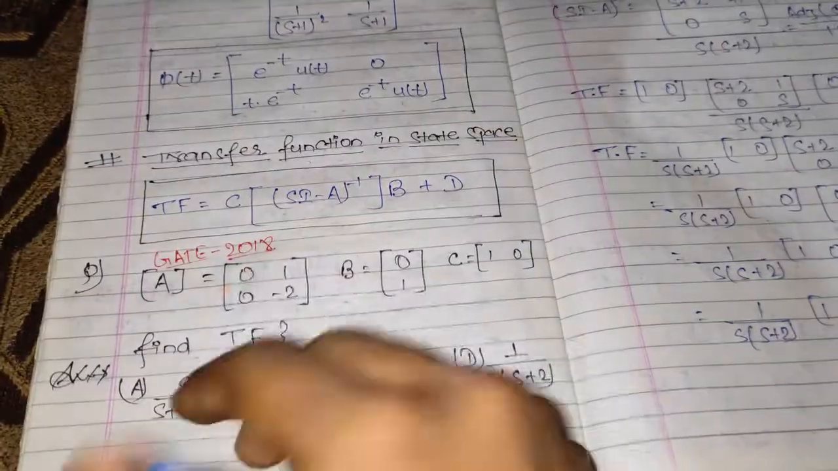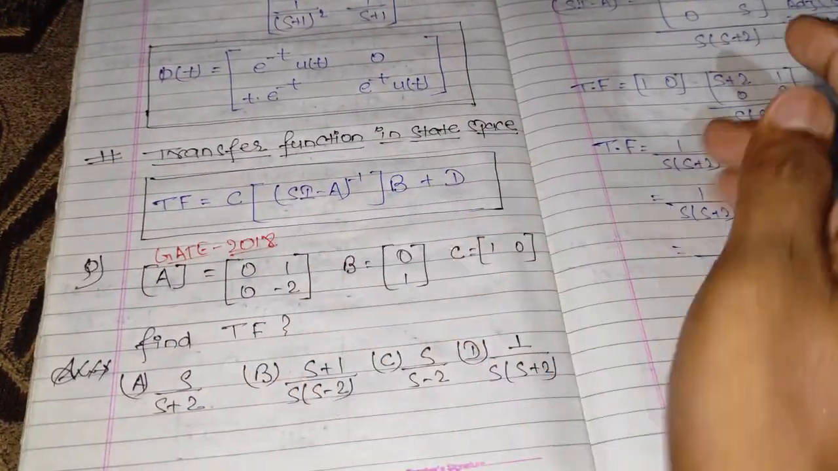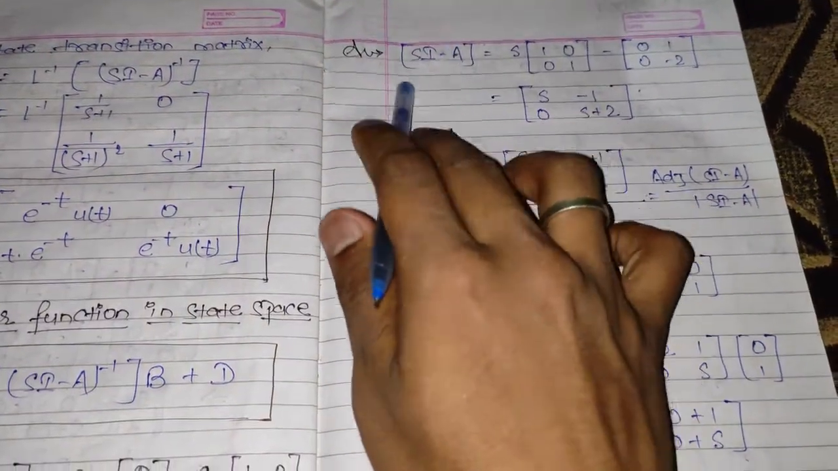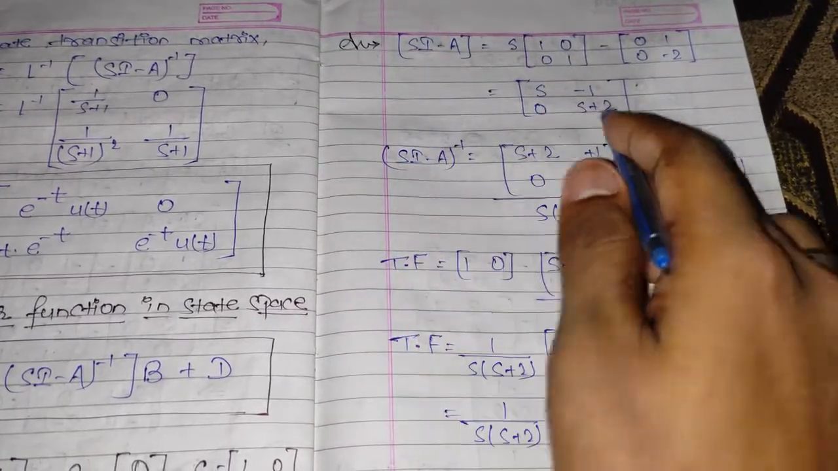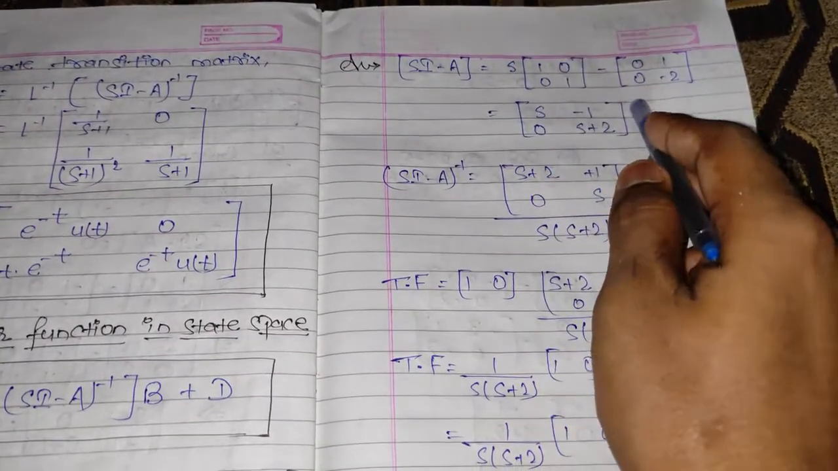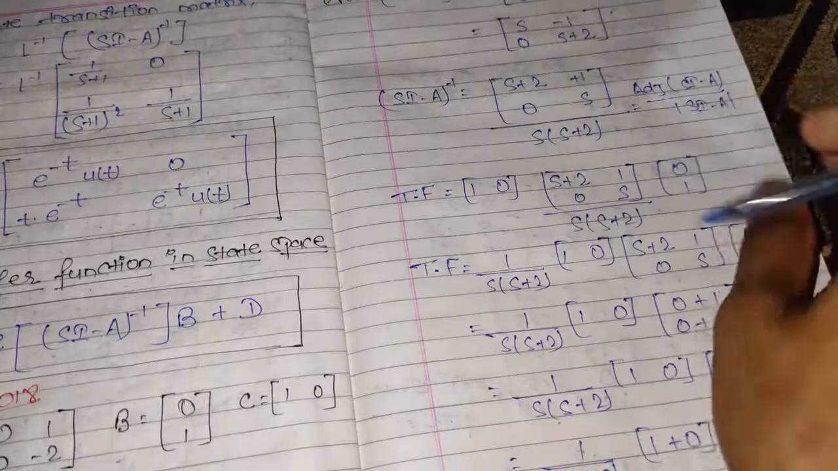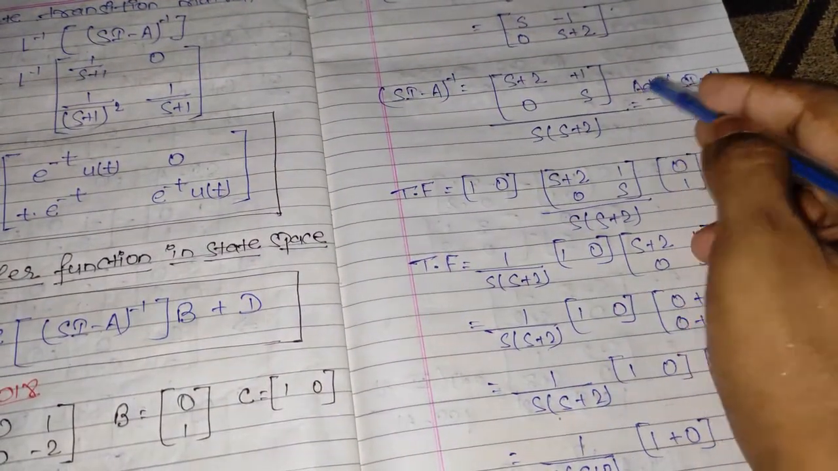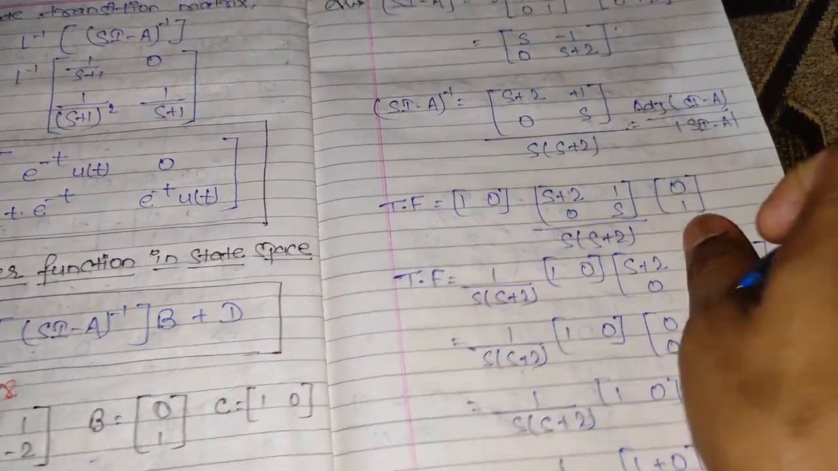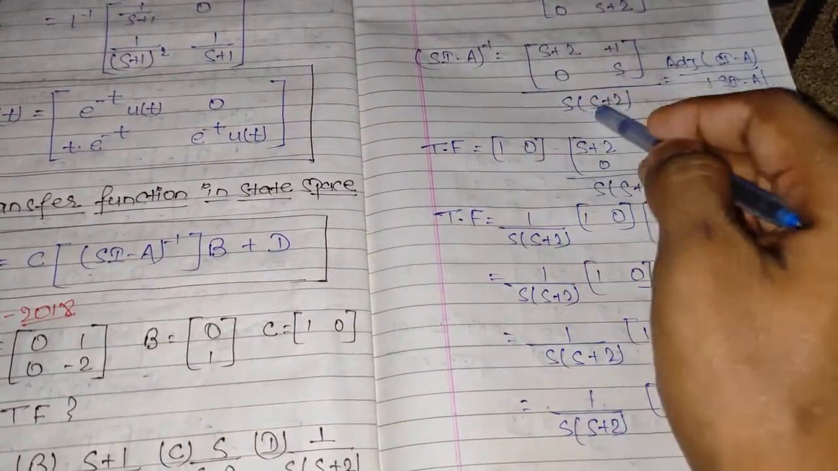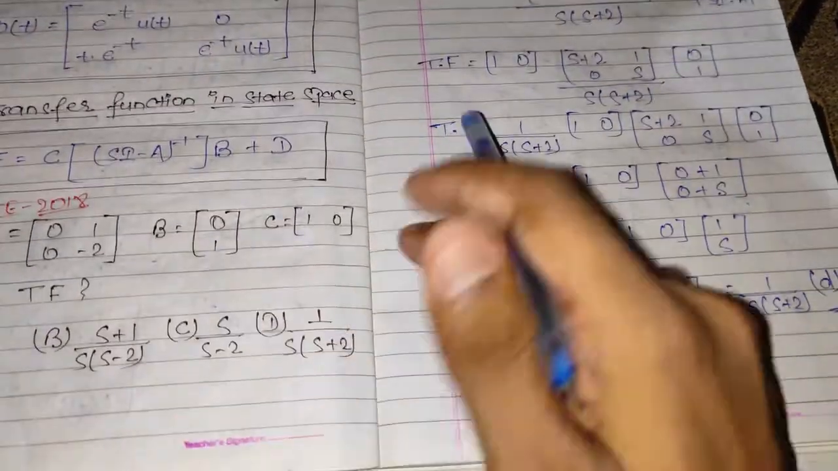So firstly we know we have to find SI minus A. So SI minus A, we will see how we can calculate this. We get a matrix like this, S minus 1, 0, S plus 2. Then we will find the inverse of that, like adjoint of the matrix divided by the determinant of that. We will get a matrix like this. Then we have to find the transfer function.